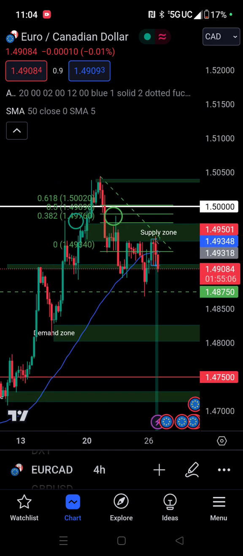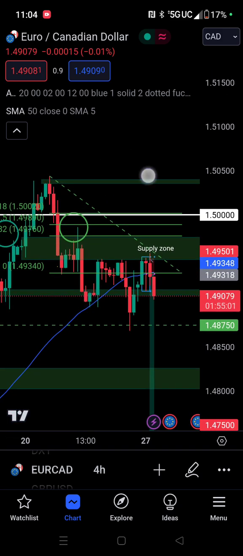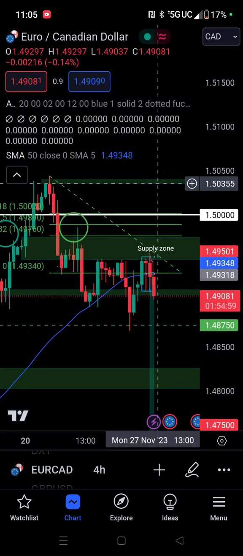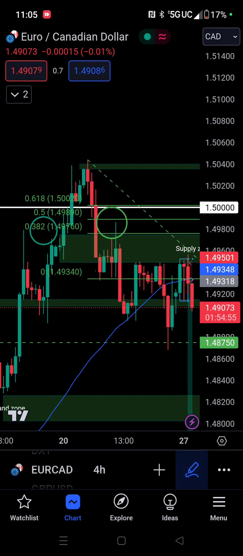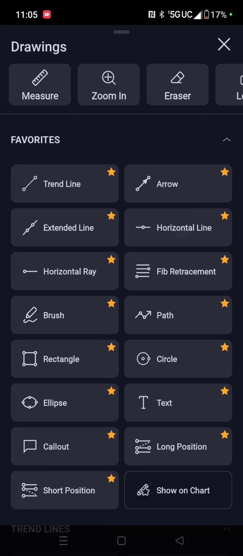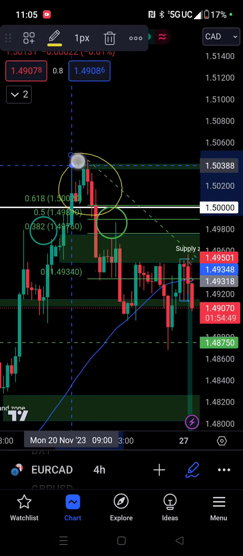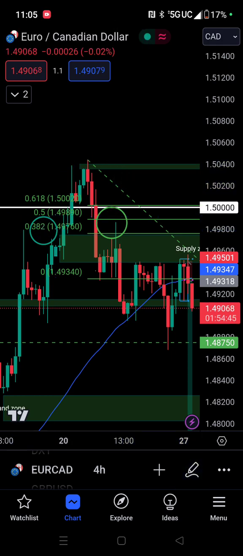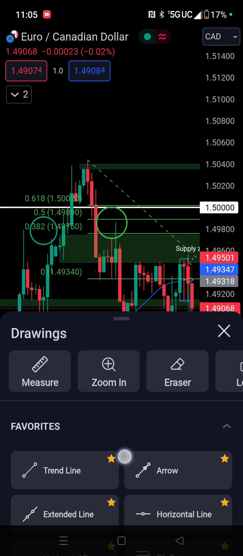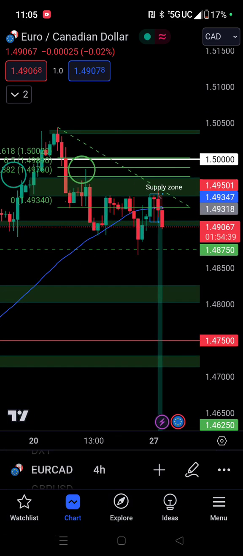highlight your supply and demand zones on the 4-hour time frame. So, we have a supply zone up here where price rejected the 1.50 quarter point and made a reversal here and made a supply zone. That's where my green zone is. All right, first rule is already done. Supply and demand zones already highlighted.